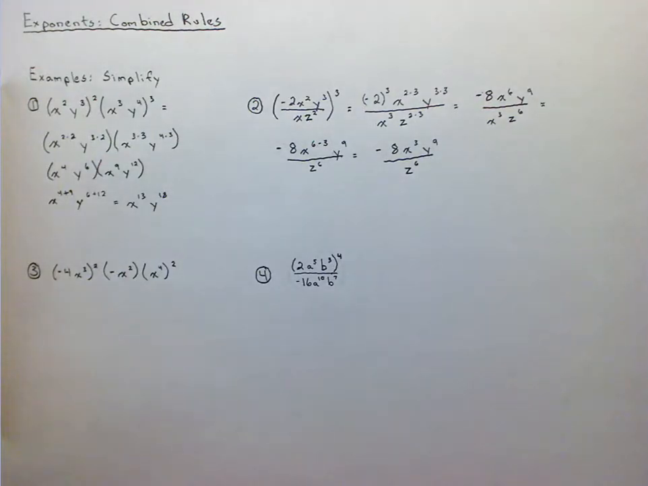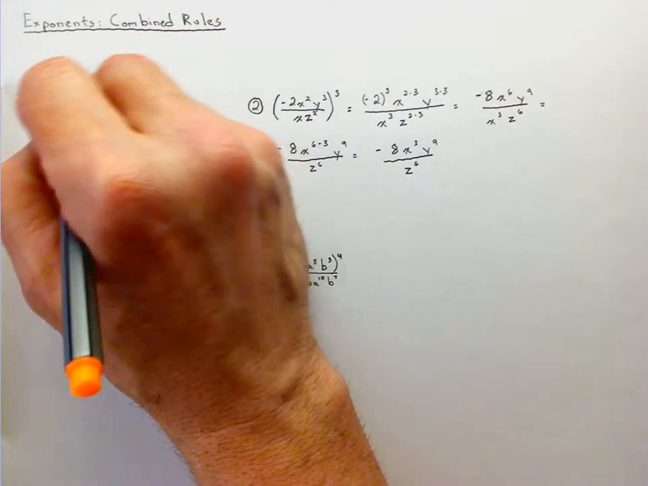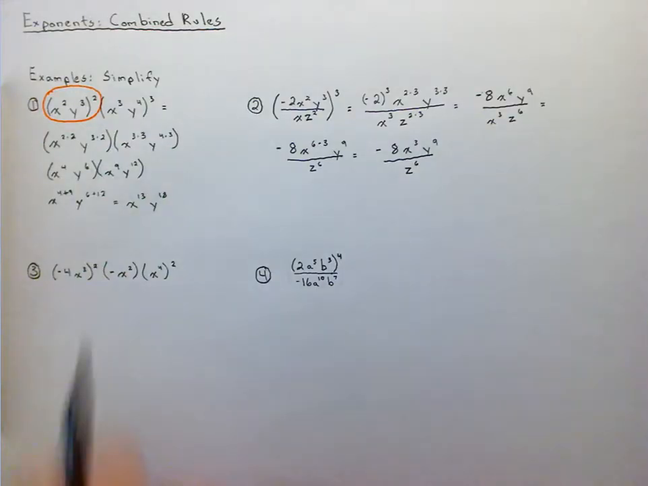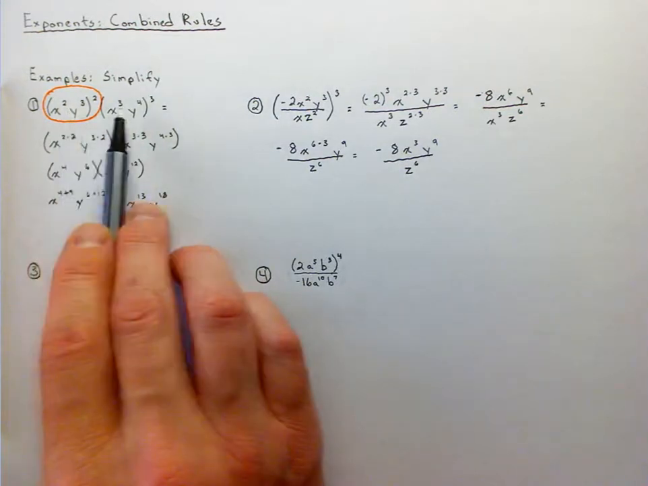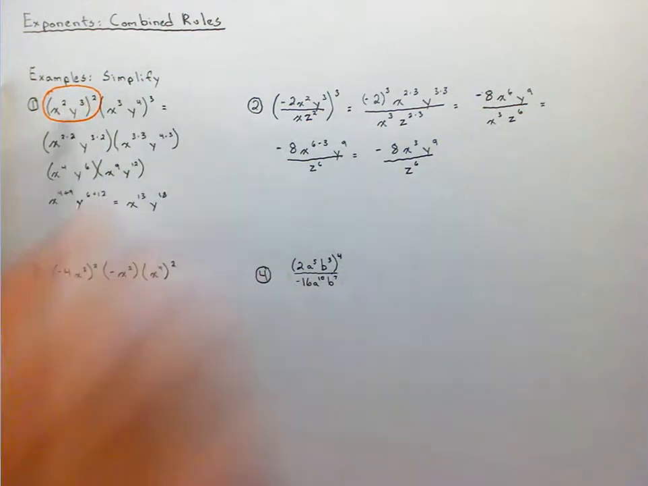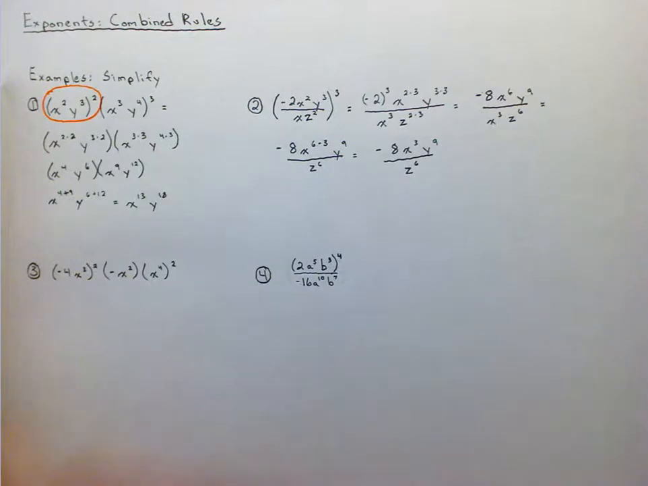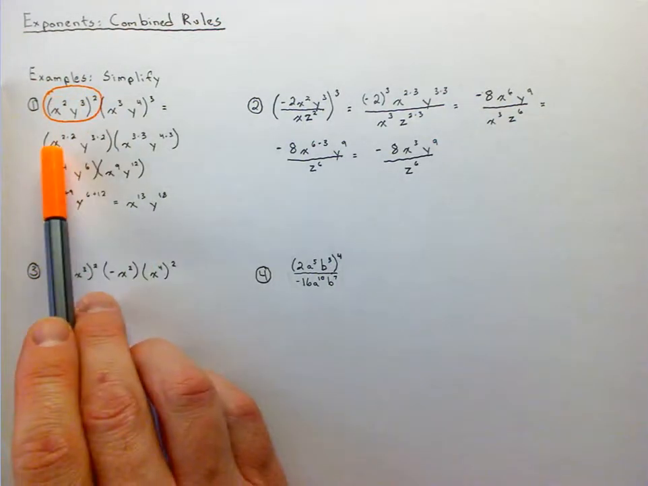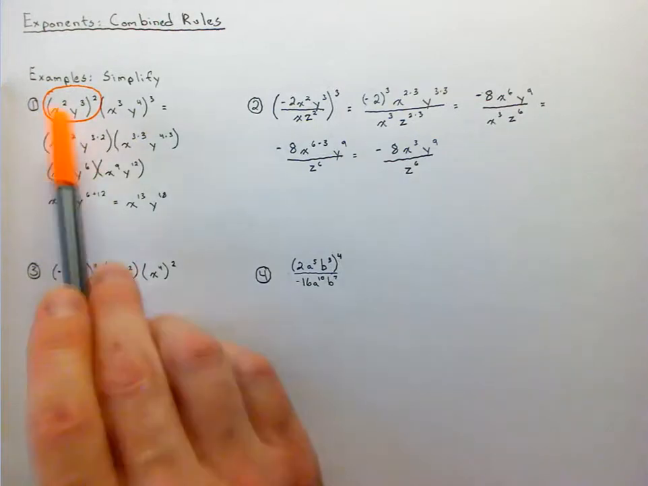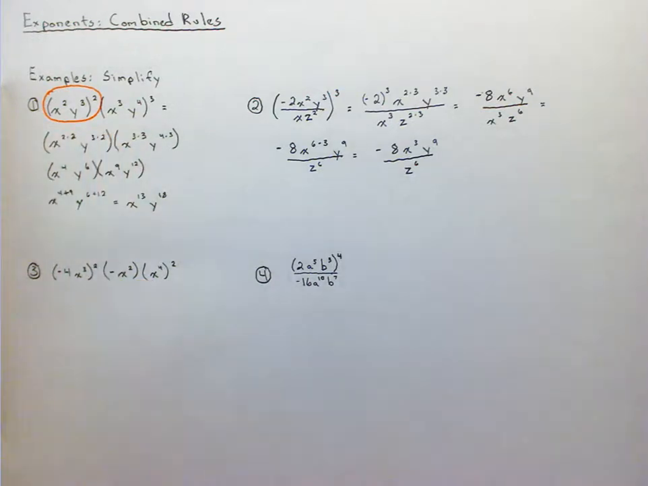So the first thing I'm looking at is this right here. I'm not even going to worry that these two terms are being multiplied by each other. I'm going to simplify this one first. And with this one, I have the power rule, which tells me that whenever I have a power to a power, I multiply those powers. So x squared to the second power is x to the 2 times 2. And y cubed to the second power is y to the 3 times 2. And this is what I end up with right here.